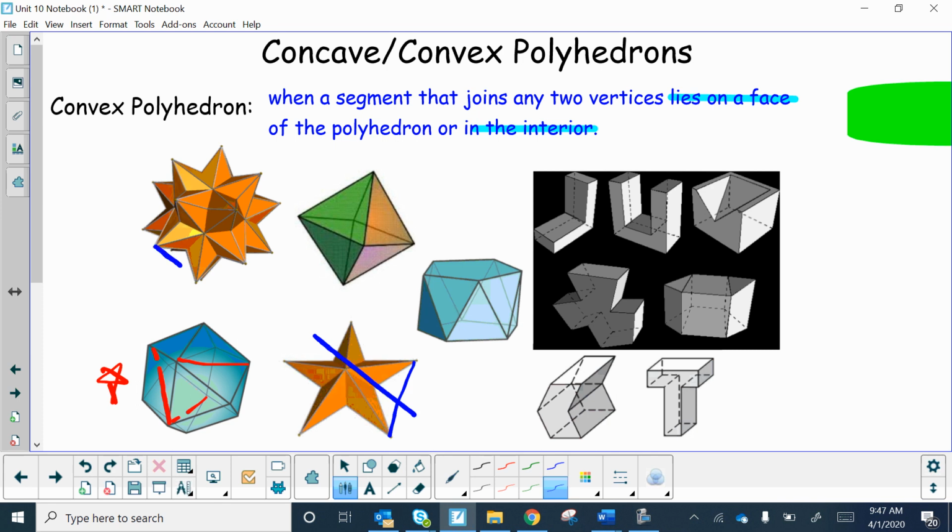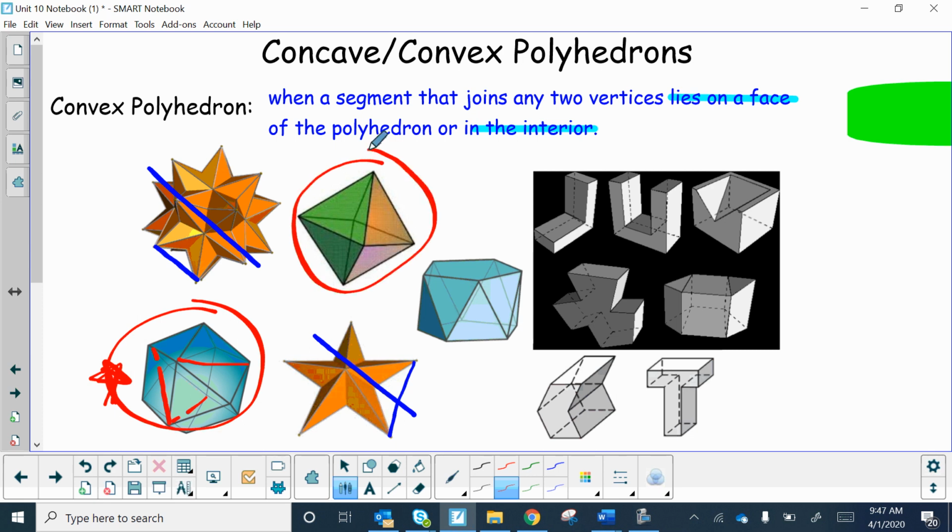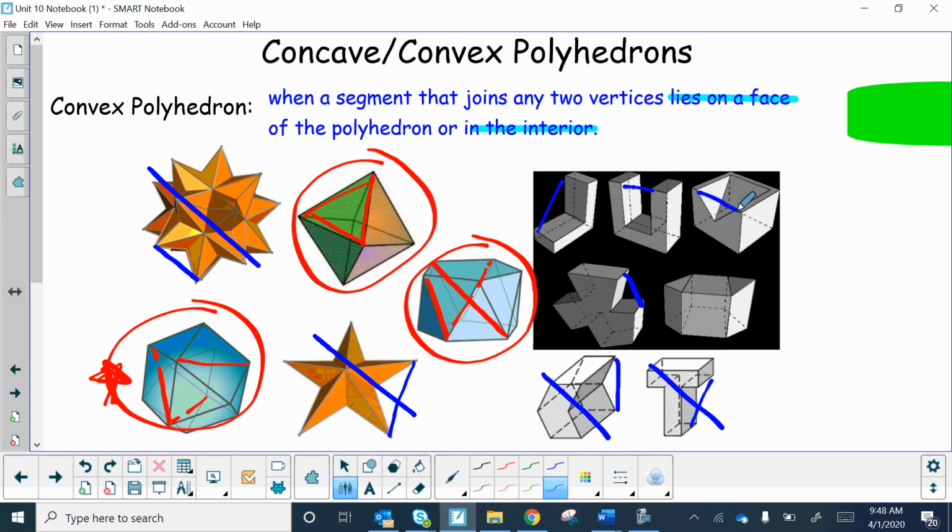Same thing for this one over here. If I connect these two, this one is concave, not convex. Okay, so this one's concave. This one is concave because all of those would lie on the face. This one is concave because, again, connecting any vertex would be in the interior or on a face. This one here, if I connect these two, that's on the exterior. So this one is concave. This one is concave because you can connect out here. This one is concave, concave, concave, concave. All of these are concave.